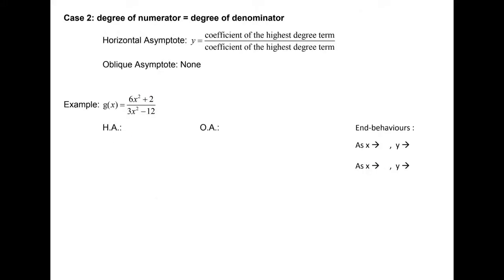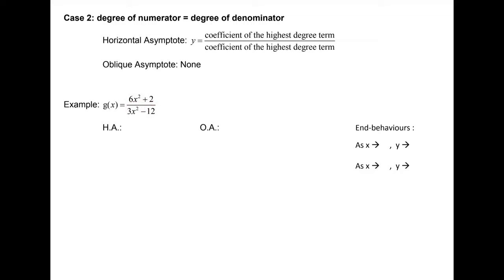Case 2. When the degree of the numerator equals the degree of the denominator, the horizontal asymptote can be found by dividing the coefficient of the highest degree term in the numerator by the coefficient of the highest degree term in the denominator. And once again, we will not have any oblique asymptote. Let's look at an example.